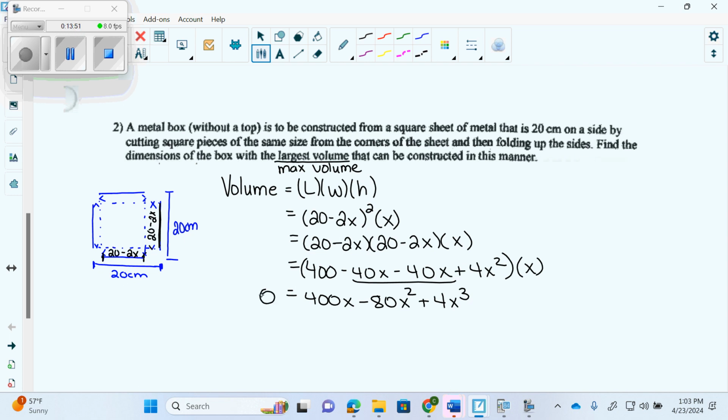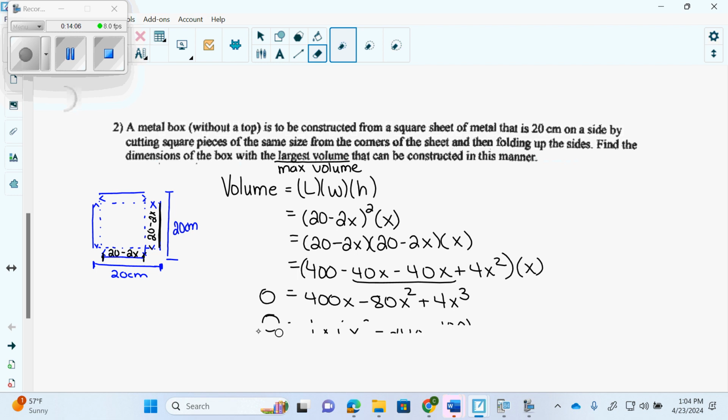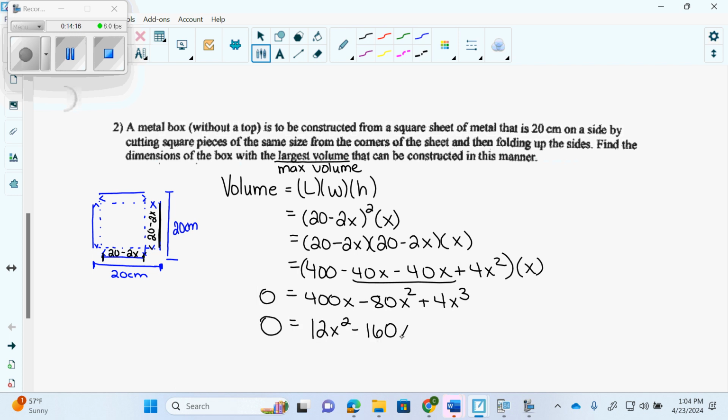I can take out 4 and an x. So I'm left with x squared minus 20x plus 100. Oh, wait. Oh, the tiniest eraser. So we're going to get 0 equals 12x squared minus 160x plus 400.